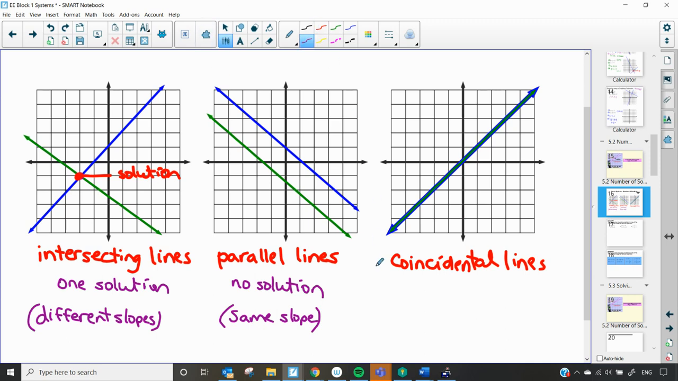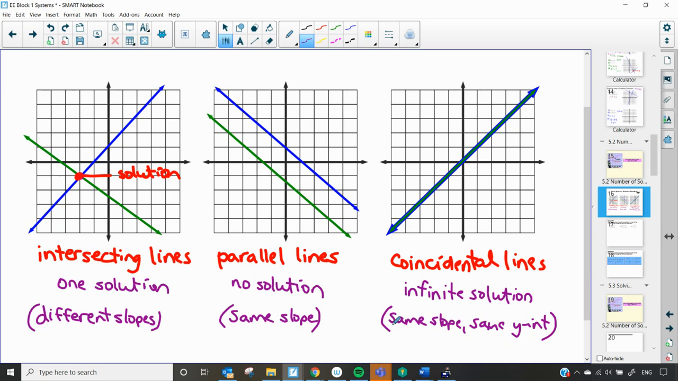Now, if something is coincidental, that means it has infinite solutions because one graph is lying right on top of the other graph, and so there's going to be infinite solutions because every single part of one graph is touching the other graph. So infinite number of solutions. Now, the way that we know that something is coincidental, it has to have the same slope and the same y-intercept. Because if it's coincidental, it means it's sharing everything in common. But looking at the equation, we're looking for the same slope and the same y-intercept.